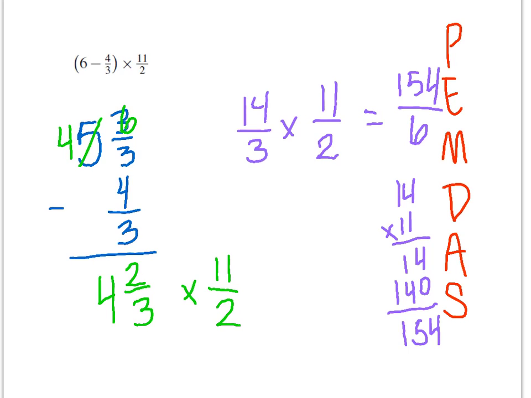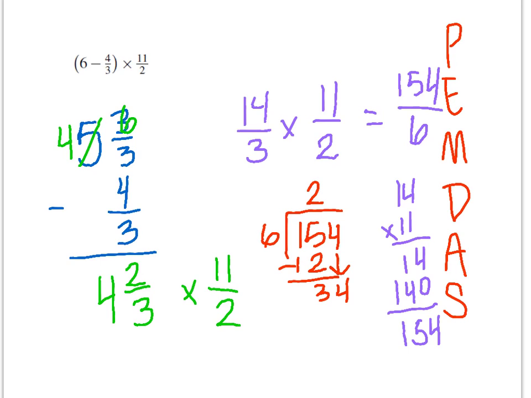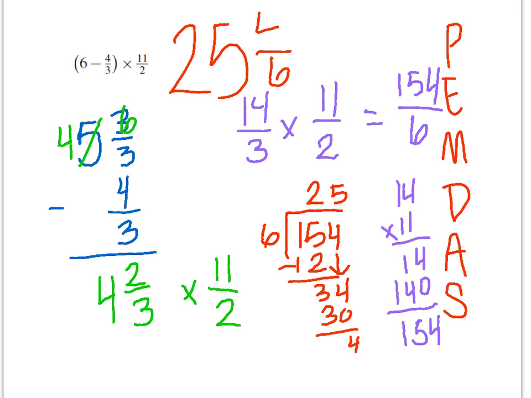In order to reduce 154 over 6, you're going to divide it by 6. 6 goes into 15 2 times, that's 12. Subtract, 3's left over, bring down the 4. 6 goes into 34 5 times, 30. Subtract, 4's left over. So your final answer is going to be 25 4/6. And then you can actually reduce the 4/6 to 2/3. So this would be 25 2/3.